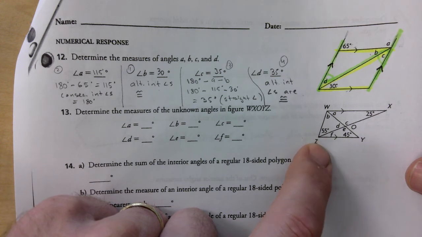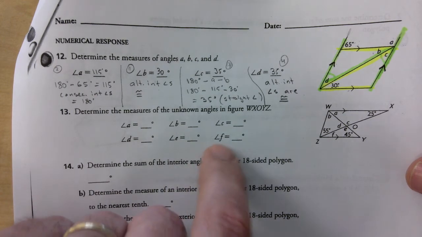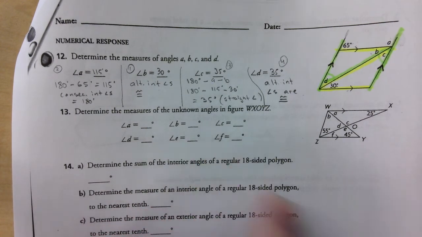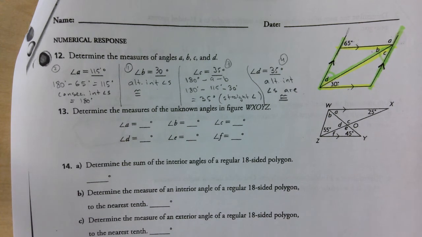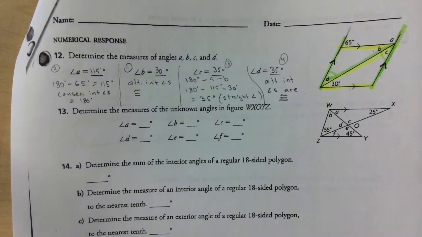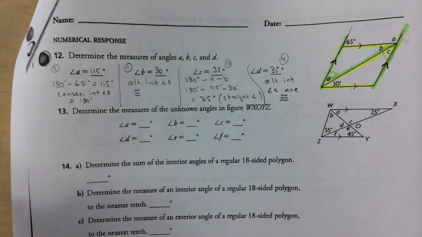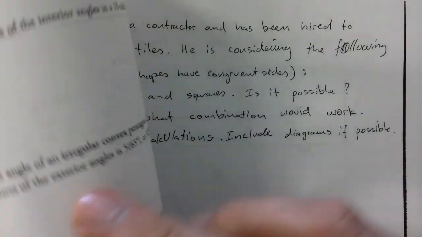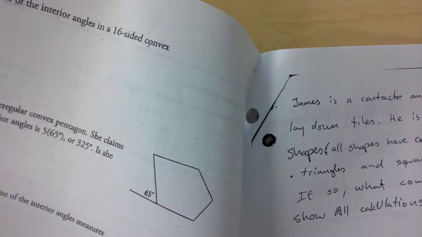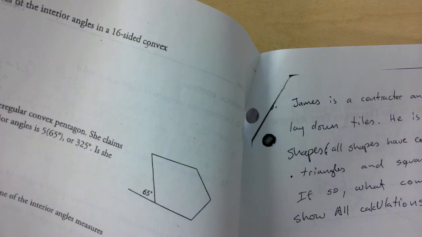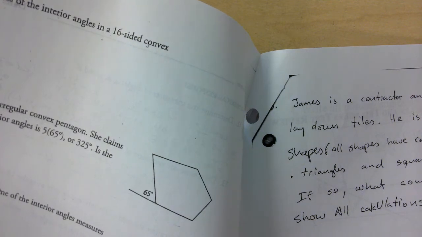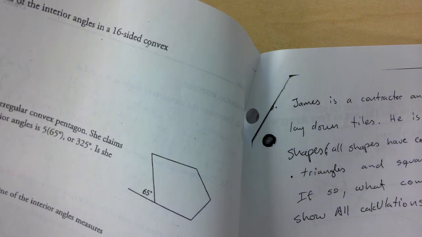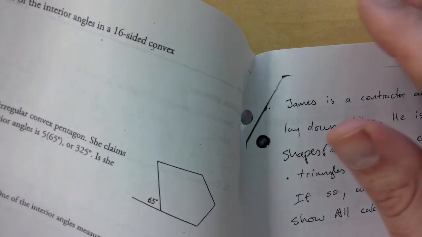So I'm going to leave this one here. 13, I'm going to leave that up to you. There's a key out there for this. But use your alternate interior. That's always a good start, and then once you have a bunch, then it's vertically opposite and sum of triangle being 180. Those are the go-to after you've figured out a few. I'm going to go to page 39.